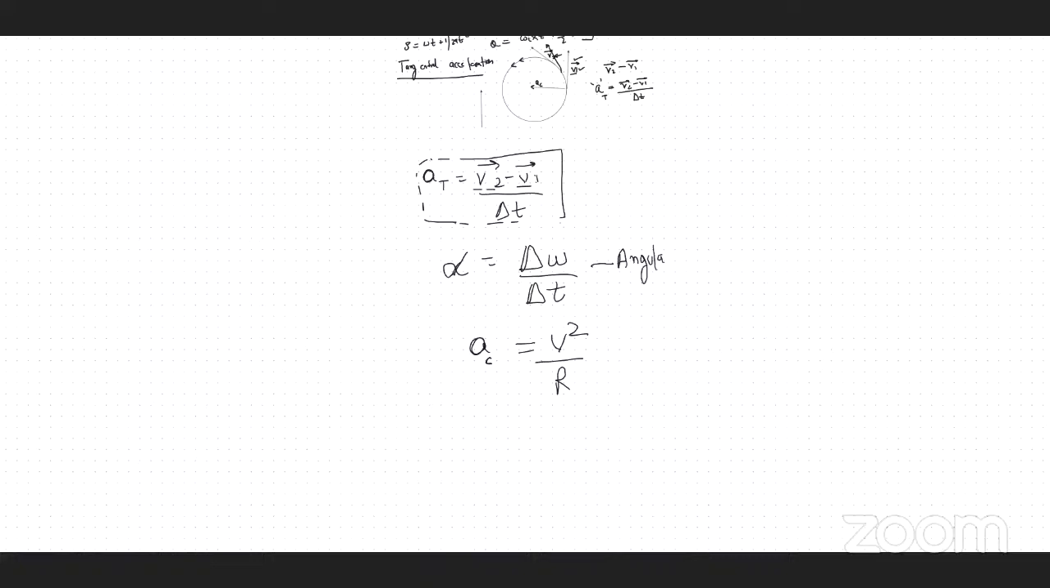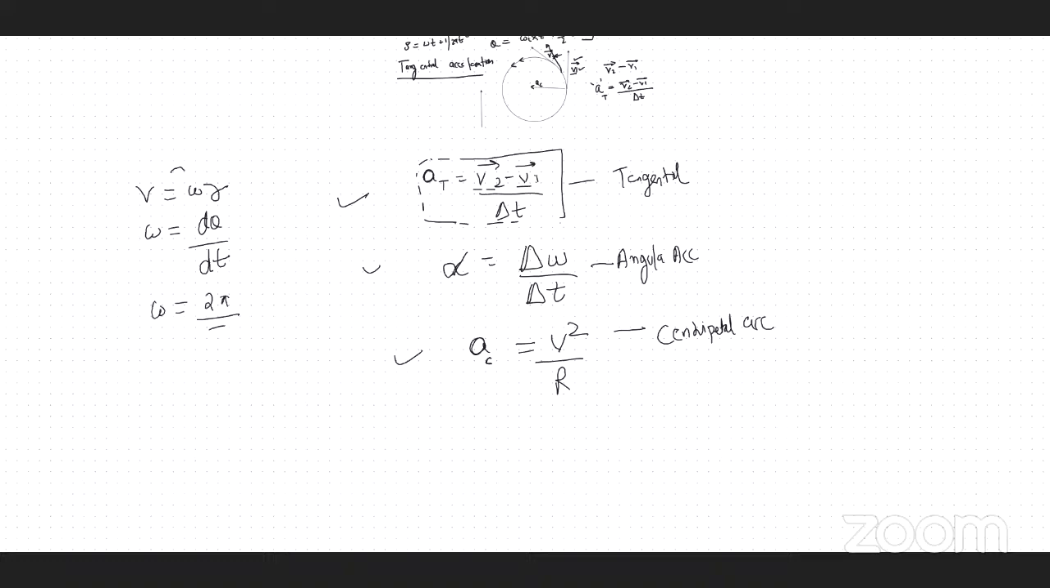Angular acceleration, tangential acceleration, centripetal acceleration. We have learned more than that. What about velocity is equal to omega r? Omega is equal to d theta by dt. Yes sir. We learned these also. So we can put the value of omega is equal to 2 pi by T, or theta upon t.